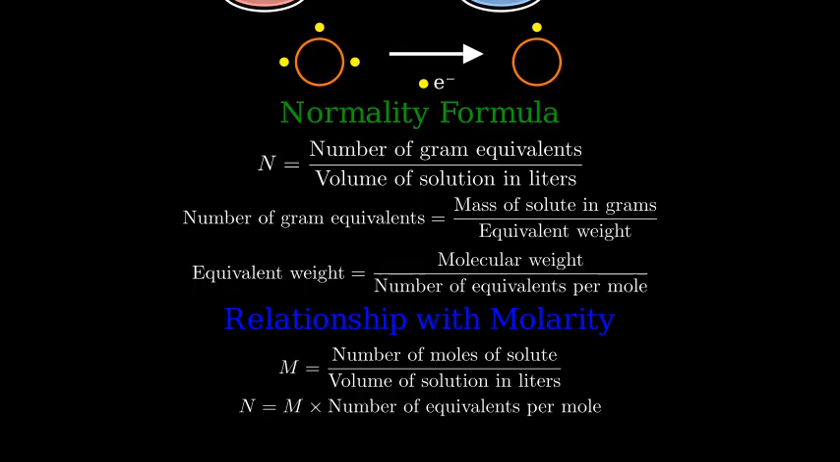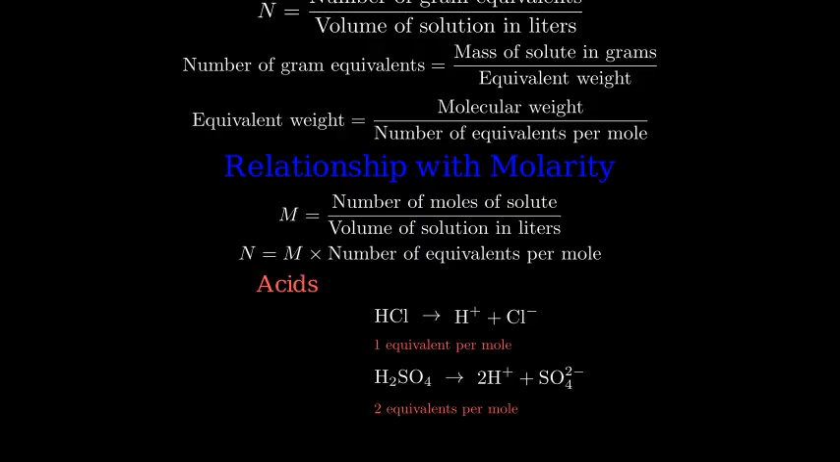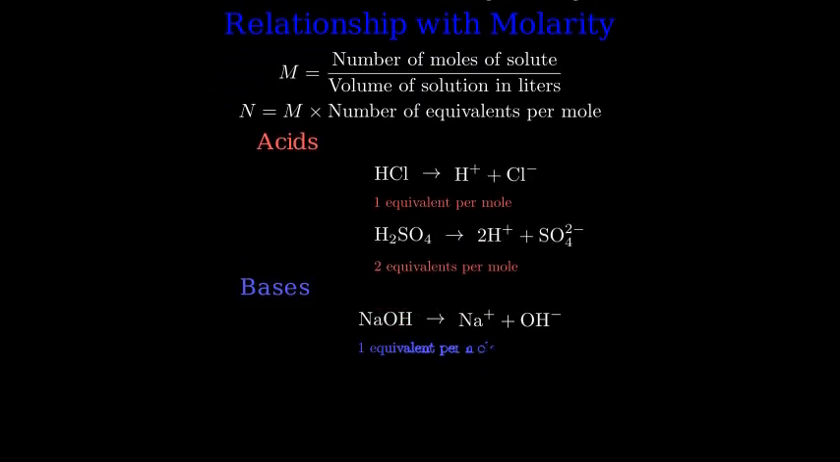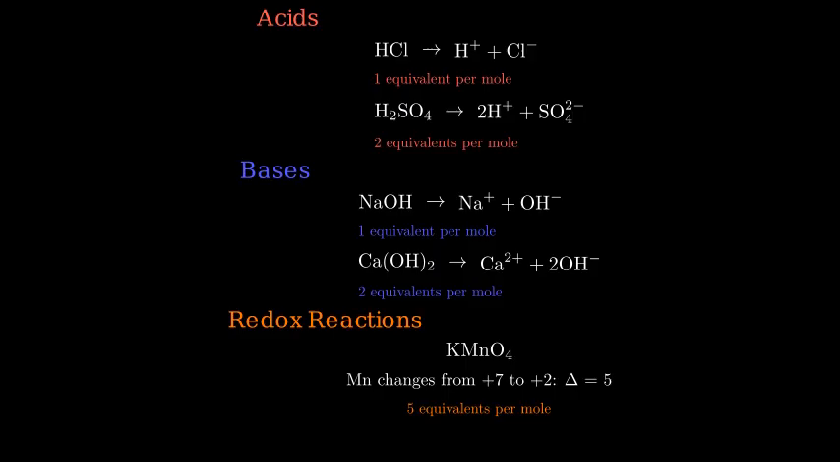For instance, in acid-base reactions, the number of equivalents per mole for an acid is its basicity or the number of replaceable hydrogen ions. For a base, it's its acidity or the number of replaceable hydroxide ions. In redox reactions, the number of equivalents per mole is the change in oxidation state multiplied by the number of atoms undergoing that change. Let's solve a few example problems to better understand normality calculations.